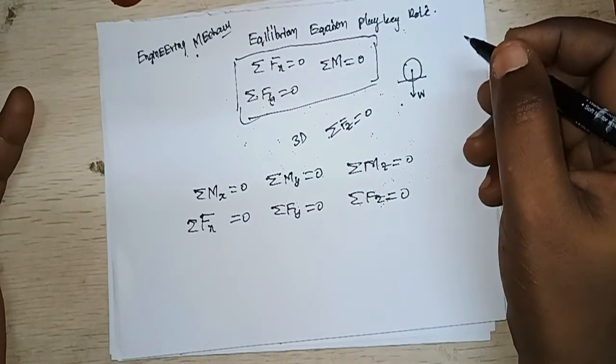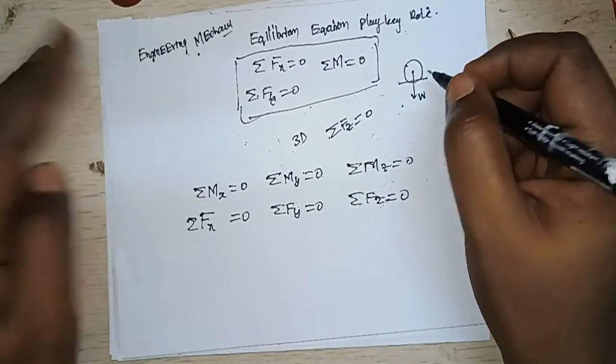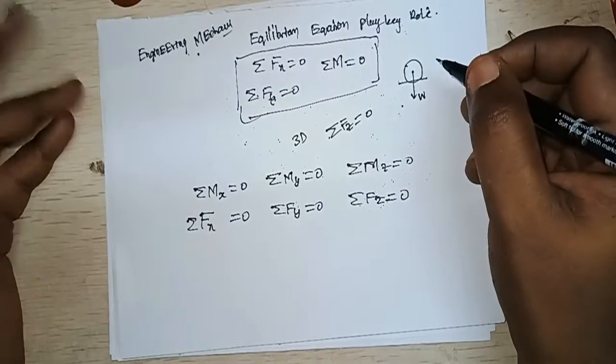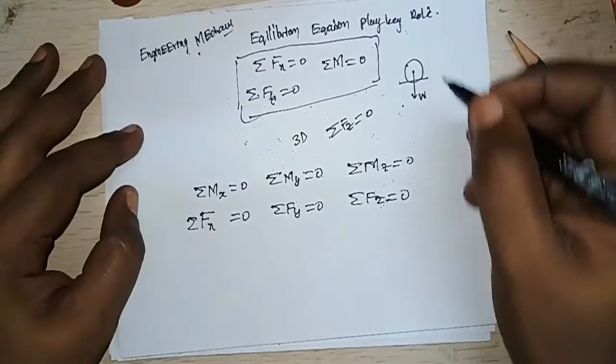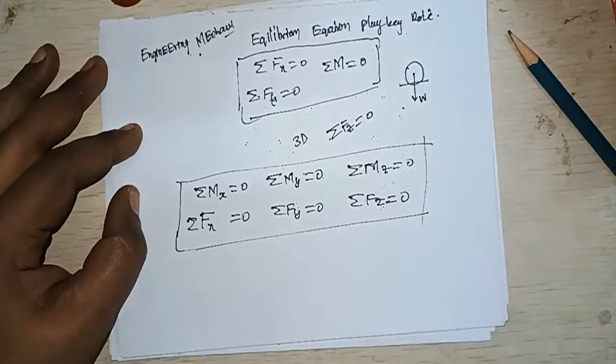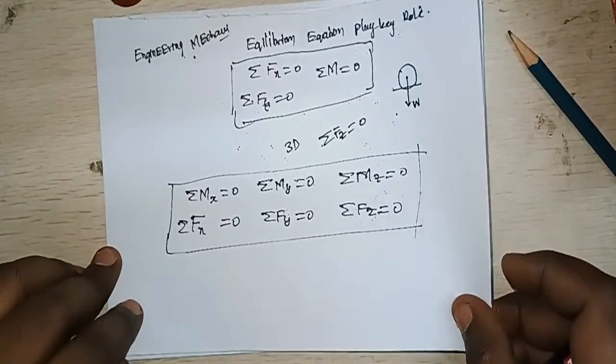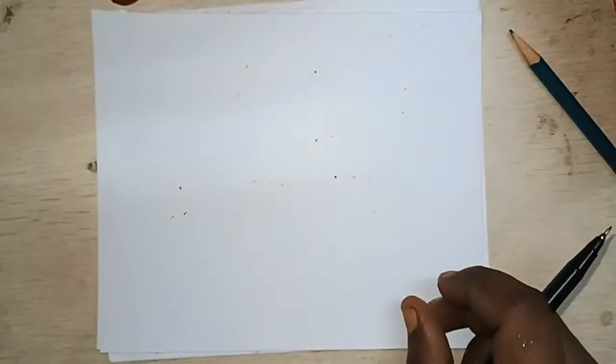Since it is not doing any work, it is just like that over there, it is static. So these are the equilibrium equations that you have to use to solve a problem. I'll solve one problem for you right now, and let's go from there.